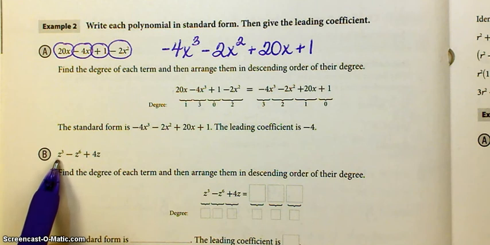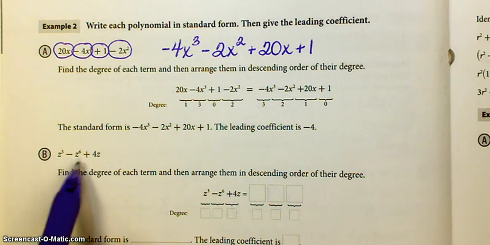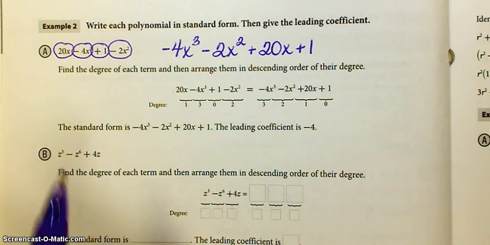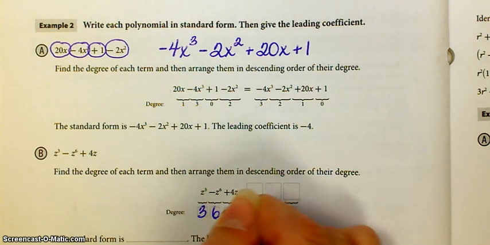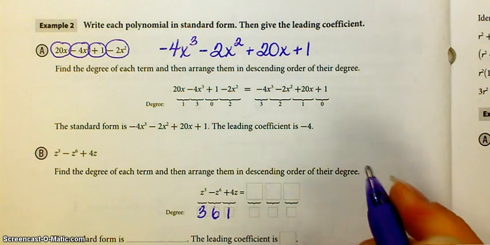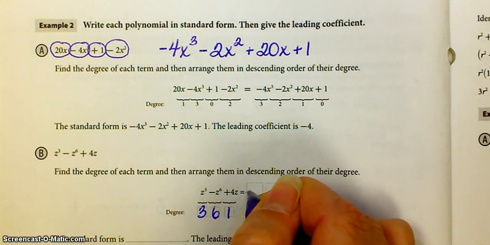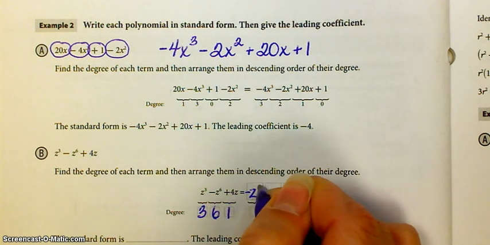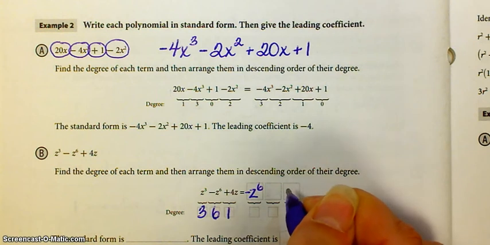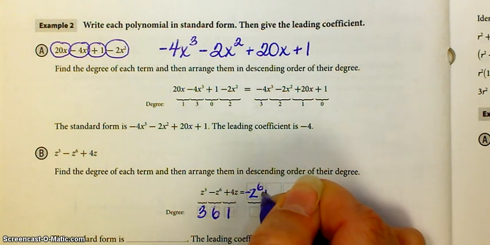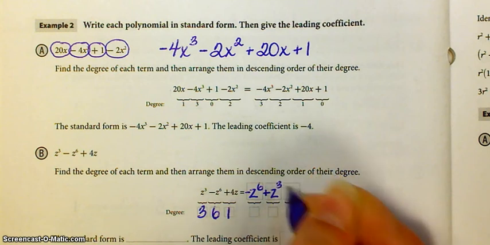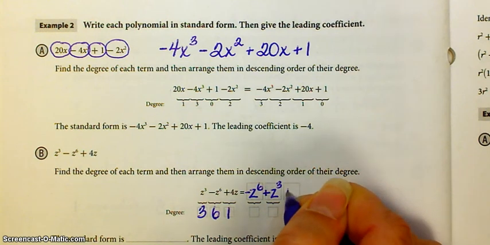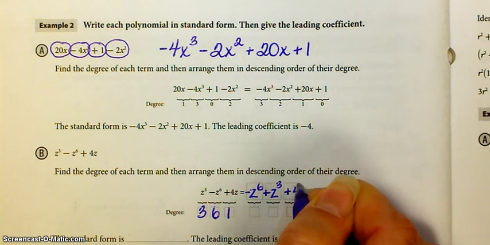Z to the third, the degree is 3. Negative z to the sixth, that's a sixth degree term. 4z is a first degree term. So degree 3, 6, and 1. So the highest degree term goes first. That's negative z to the sixth. And then you're going to say plus z to the third. And then finally plus 4z.